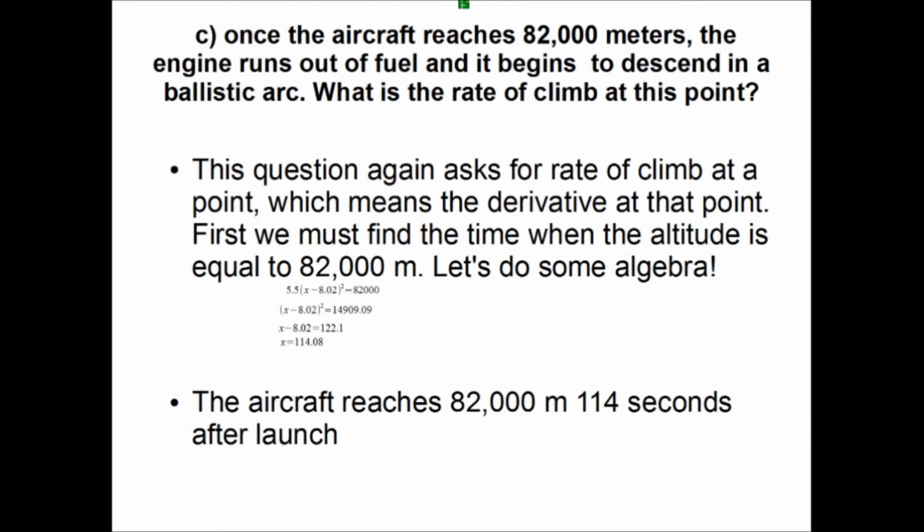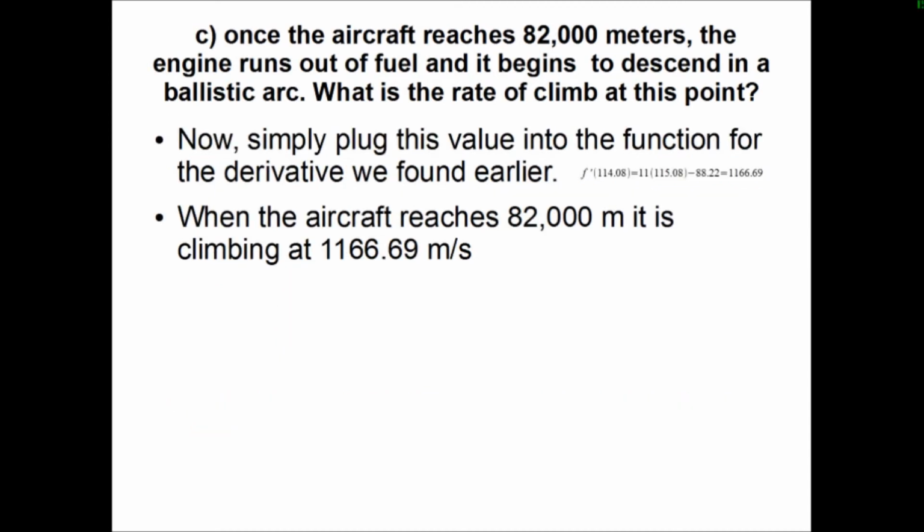Part C asks for the rate of climb when the aircraft reaches 82,000 meters. Remember what we just said about the rate of climb being the derivative, which we already found? We just need the time when the aircraft reaches 82,000 meters. Some basic algebra with the altitude function tells us that this happens at 114 seconds after launch. Plugging this value into the derivative that we found earlier shows that, at this time, the aircraft is climbing at 1,166.7 meters per second. That's really fast.